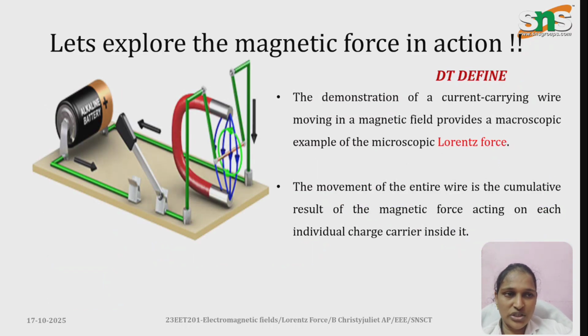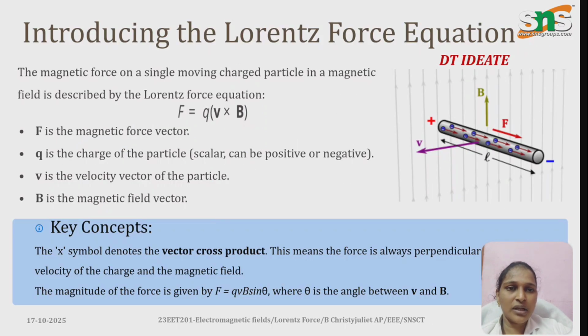This demonstration of a current carrying conductor placed in a magnetic field is a good example of the microscopic Lorentz force. Yes, the movement of the entire wire is a cumulative result of the magnetic force acting on each individual charge carrier inside it. So, what is that Lorentz force which is responsible for this wire to move? Let's get into it in detail.